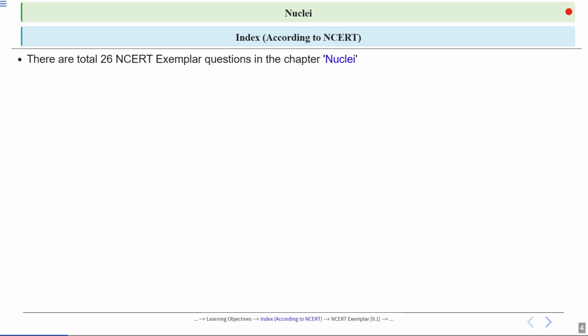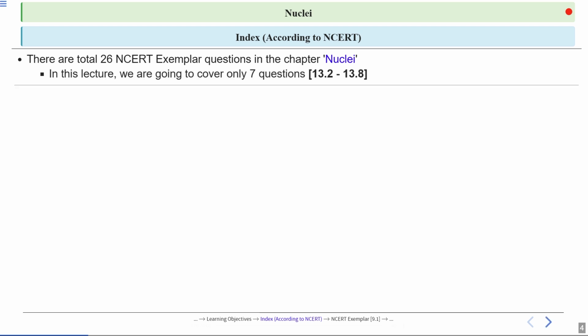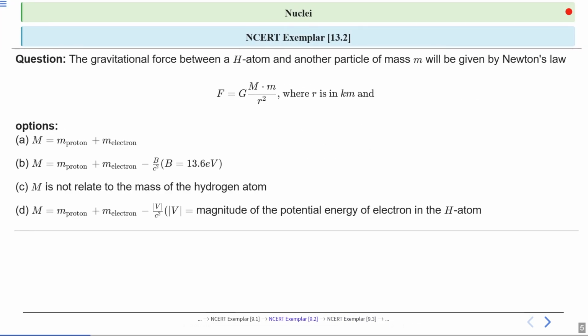There are a total of 26 NCERT exemplar questions in the chapter Nuclei. In this lecture, we will focus on 7 out of 26 NCERT exemplar questions in the chapter Nuclei, specifically questions 13.2 to 13.8. So, our first question is NCERT exemplar 13.2.